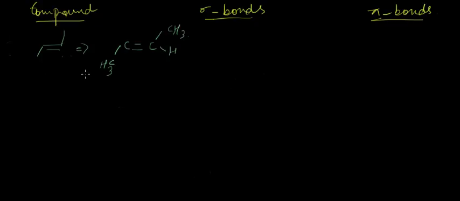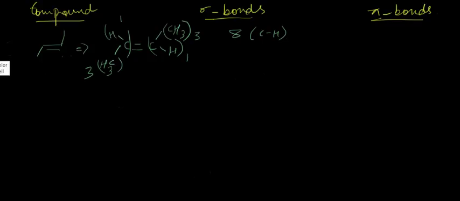How many sigma bonds are there? 3, 3, 1, and this is also a CH, 1. So 3 plus 3 plus 1 plus 1, 8 are CH bonds. Now let's calculate the bonds between CC atoms. So the bonds between CC atoms are 1, 2, 3. So there are 3 CC bonds.